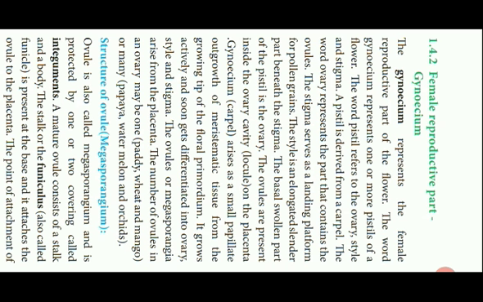Last class we saw the structure of the pollen grain. When the pollen grains mature, they fall on a suitable stigma. Here the stigma only serves as a landing platform for pollen grains. Now the structure of the pistil: first, the style. The style is an elongated, slender part which is present beneath the stigma.